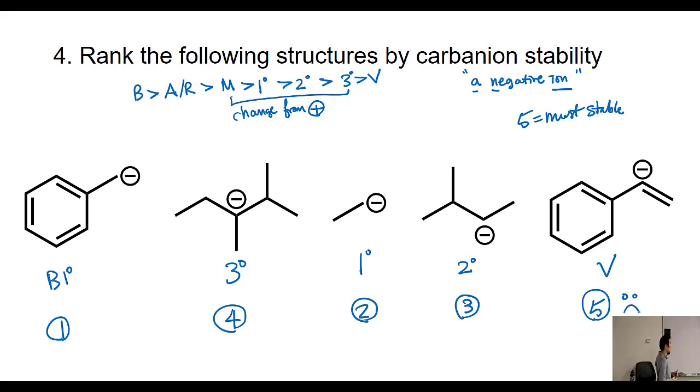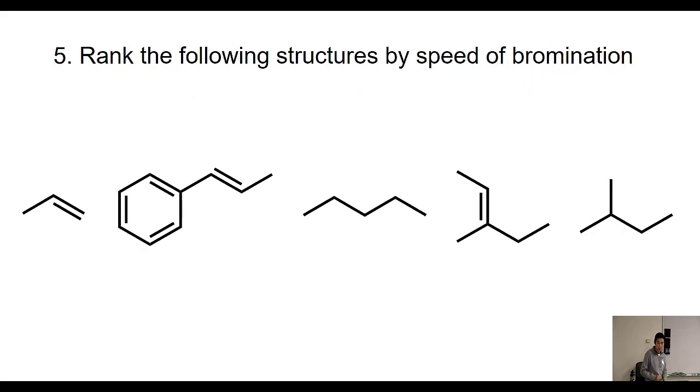So one is the most stable. What is most stable? You wrote 5 is most. Sorry. What is most stable? Alright, does this make sense? Questions, comments? Alright, perfect. Alright, now let's do speed of bromination.